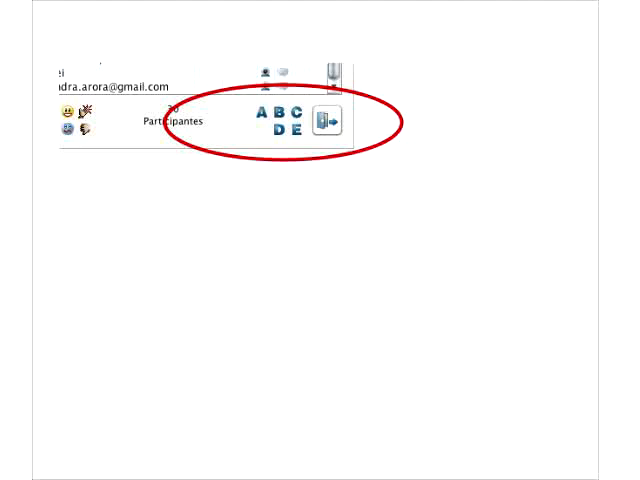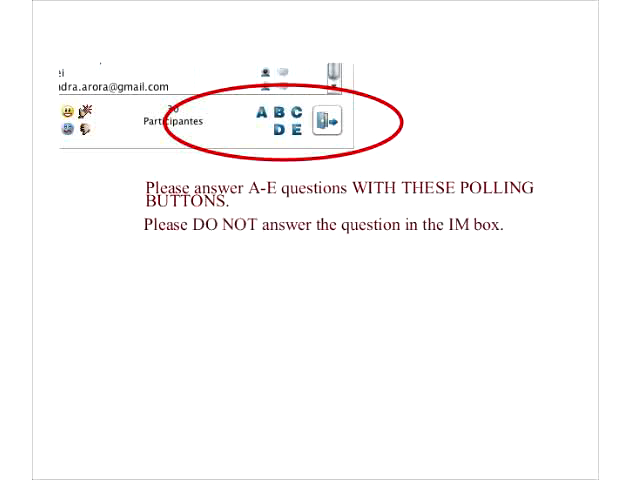These are polling buttons. When you get an A through E question, please answer A through E questions with these polling buttons. So please do not answer the question in the IM box, because that would be unfair to the people who have not yet finished. So please don't answer in the IM box. Please use the polling buttons. So smiley face, everybody, if you see the polling buttons. Smiley face is here if you don't see it.